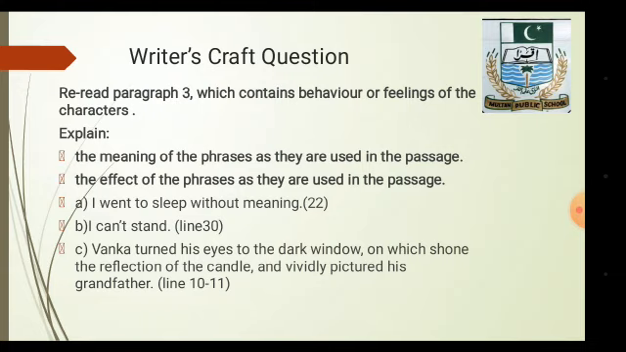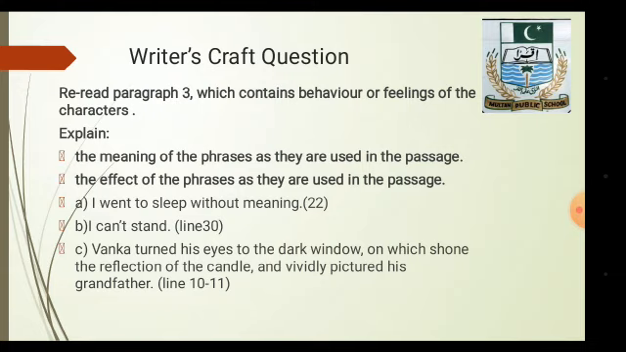I went to sleep without meaning. It means that he went to sleep without intentions. And the effect is that he was so much tired due to the hard work of the day that he went to sleep. I can't stand. This is line number 30, and the details will tell you that he tells his grandfather that he cannot bear all this. Again, the same kind of effect is that he was a little boy and he was overburdened with his work.